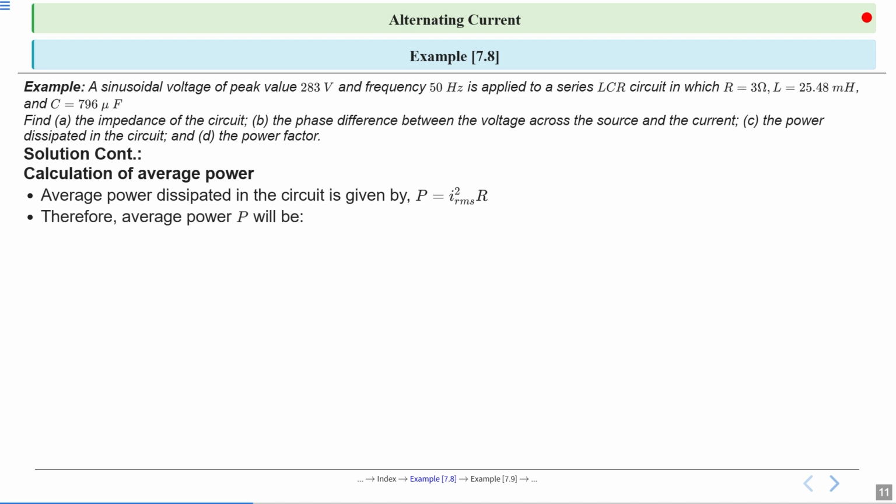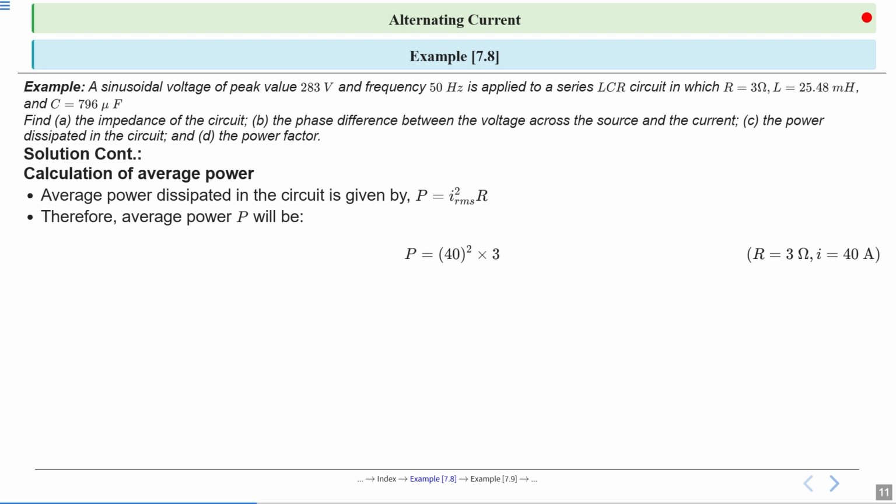So therefore average power P will be equal to IRMS square into R, where IRMS we have calculated and R is 3 ohm. We know that the average power formula is IRMS square Z cos phi, and cos phi is R by Z. So Z in the numerator and denominator will cancel out. It will become IRMS square R.